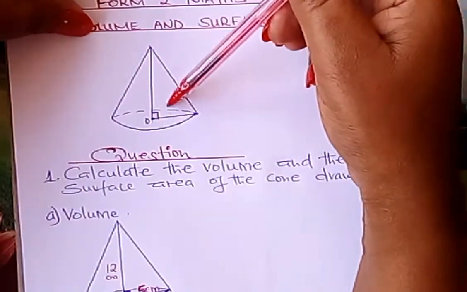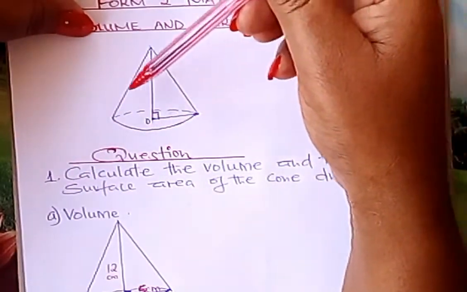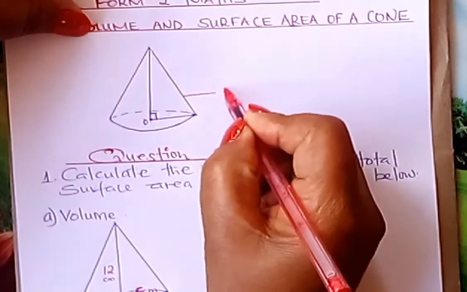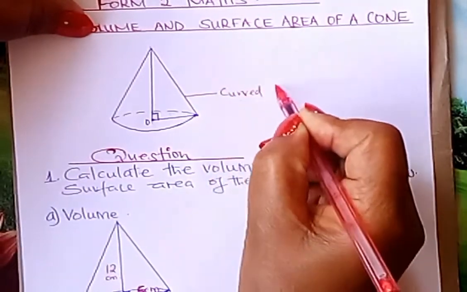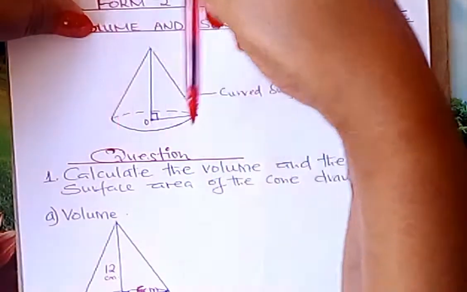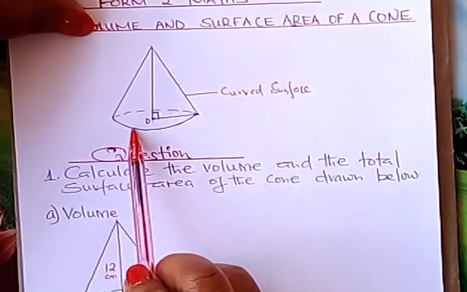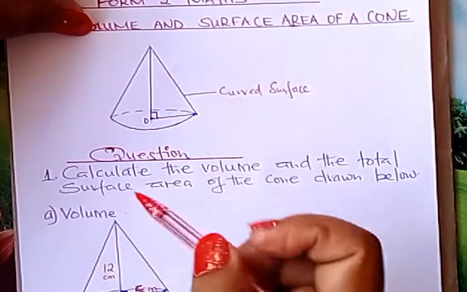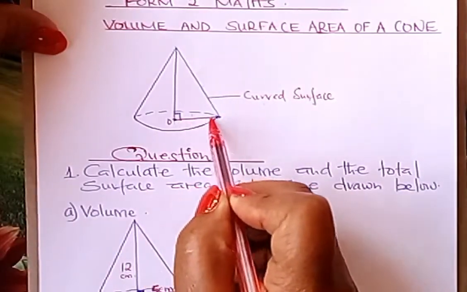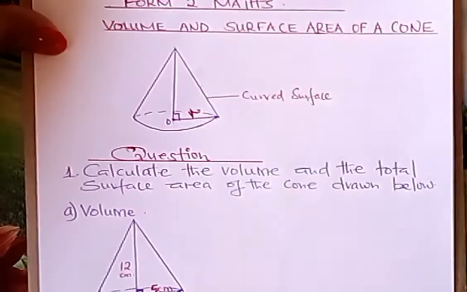We have the bottom circle here. And then we have the curved surface. This one here is called the curved surface of the cone. Then this we have said it is a circle. Then we also have what we call the radius. This one here, learner, is called the radius of our cone.